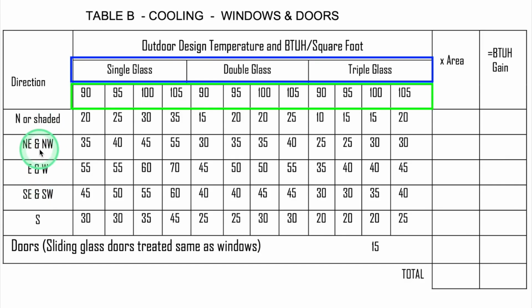Typically, in the projects for this class, we're going to be doing north, south, and east and west. We're not going to be doing anything too crazy like northeast or southeast. We'll just stick with these three categories of direction.